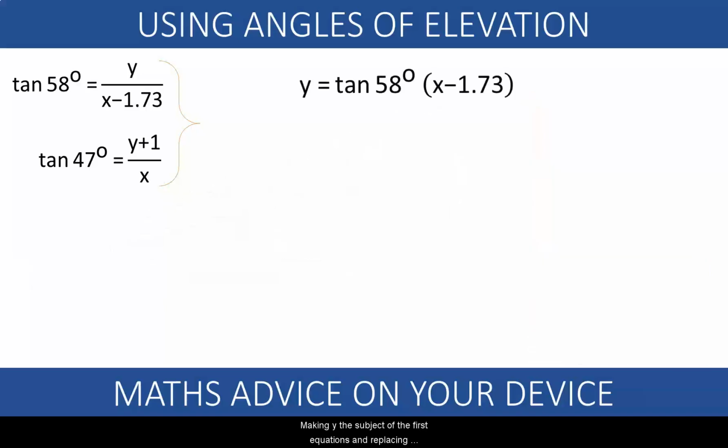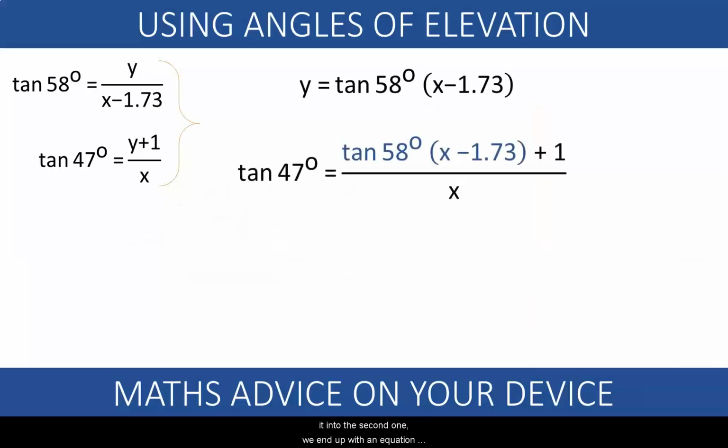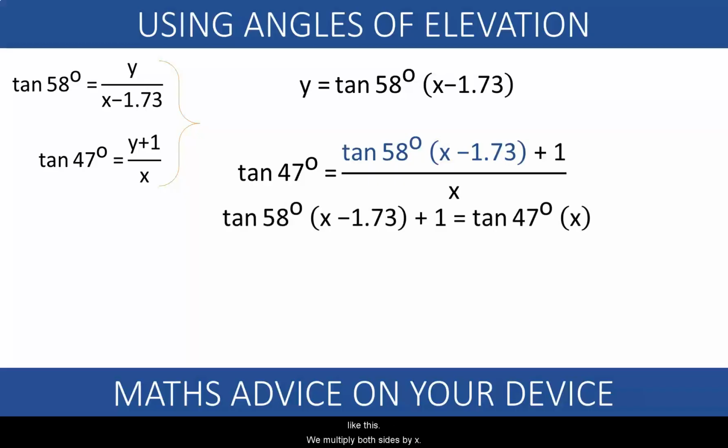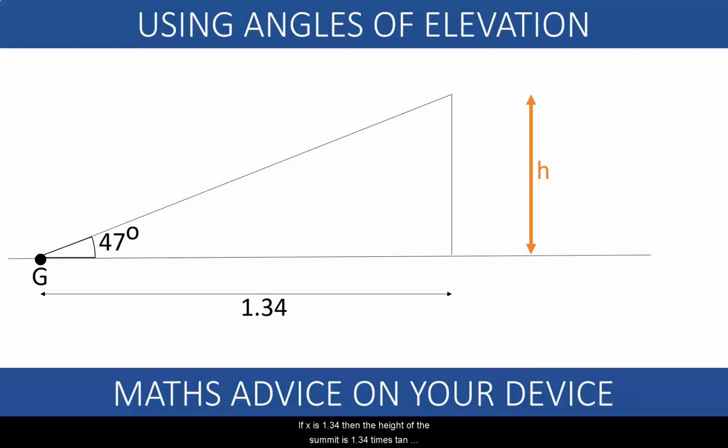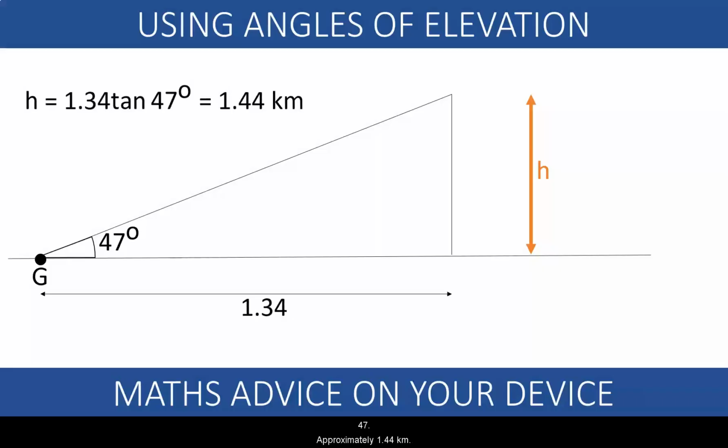Making y the subject of the first equation and replacing it into the second one, we end up with an equation like this. We multiply both sides by x, we replace tan of 58 with 1.60 and tan of 47 with 1.07, and we solve for x, approximately 1.34. If x is 1.34, then the height of the summit is 1.34 times the tangent of 47, approximately 1.44 kilometers.